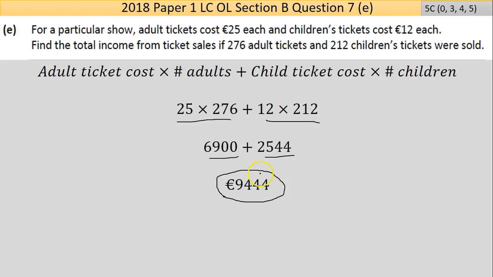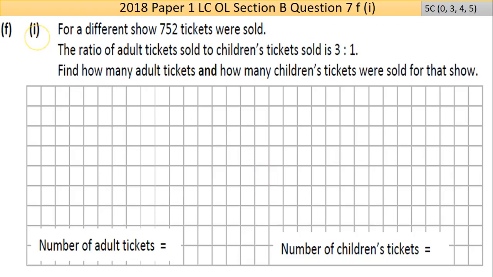Happy days. So F now, there's two parts here to F. We have, for a different show, 752 tickets were sold. The ratio of adult tickets sold to children's tickets sold is 3:1. Find out how many adult tickets and how many children's tickets were sold for that show.